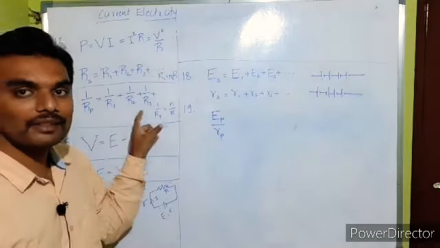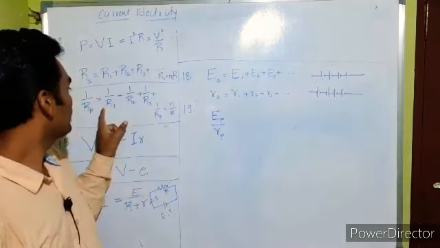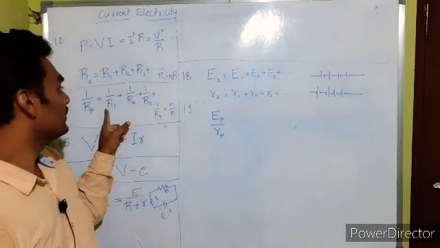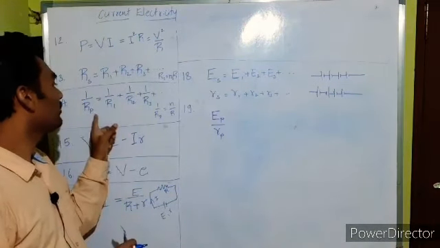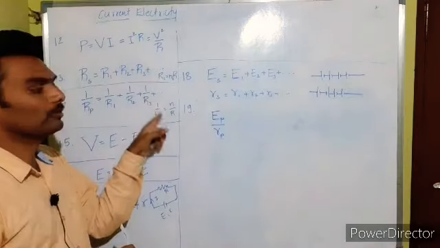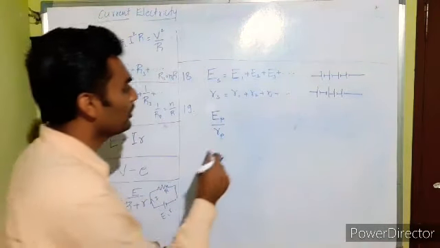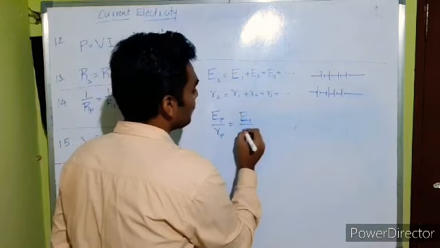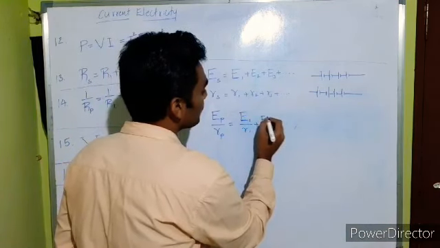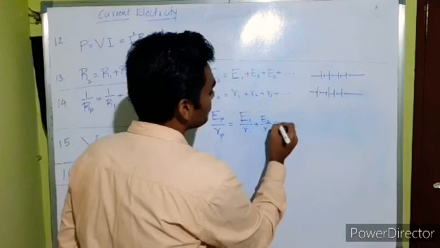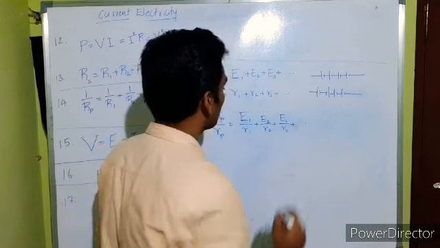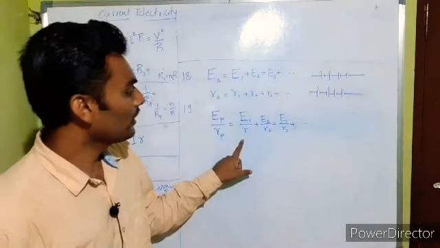When you have n cells connected in parallel, the effective internal resistance will be given by 1 by Rp is equal to 1 by R1 plus 1 by R2 plus 1 by R3 and so on. EP by Rp is equal to E1 by R1 plus E2 by R2 plus E3 by R3, and so on. This is the more general equation.